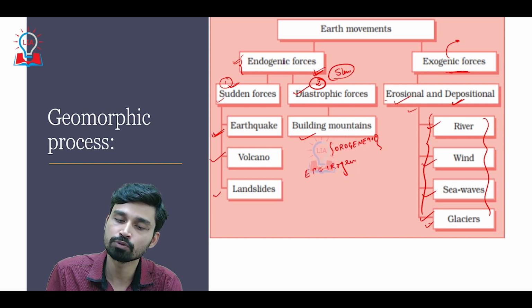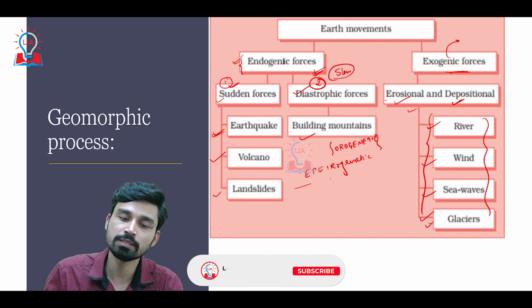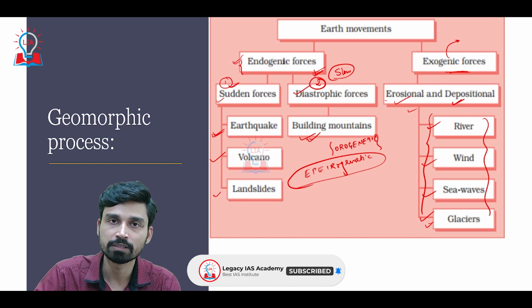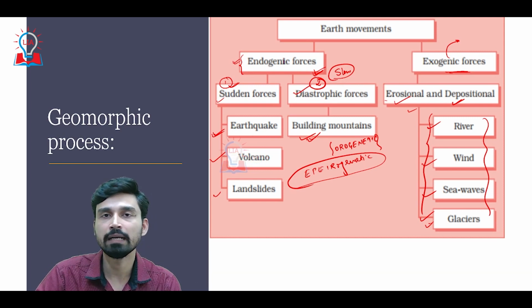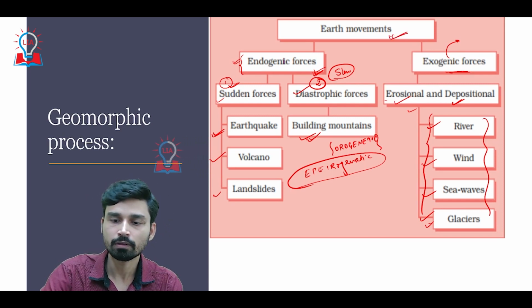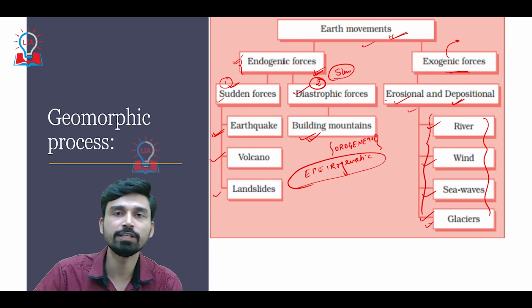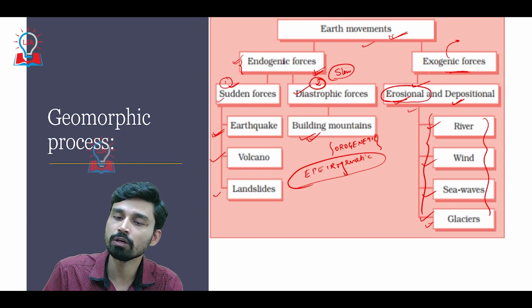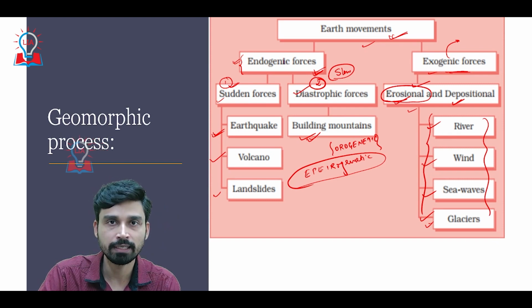Thus, diastrophic forces are of two types: orogenetic forces and epirogenetic forces, which either build mountains or build continental landmasses. So this is the overall development and classification of different types of forces causing different types of changes on the surface of Earth. Out of all these changes, today we are going to focus upon the changes brought about by the erosional work of exogenic forces, that is weathering and mass movement.